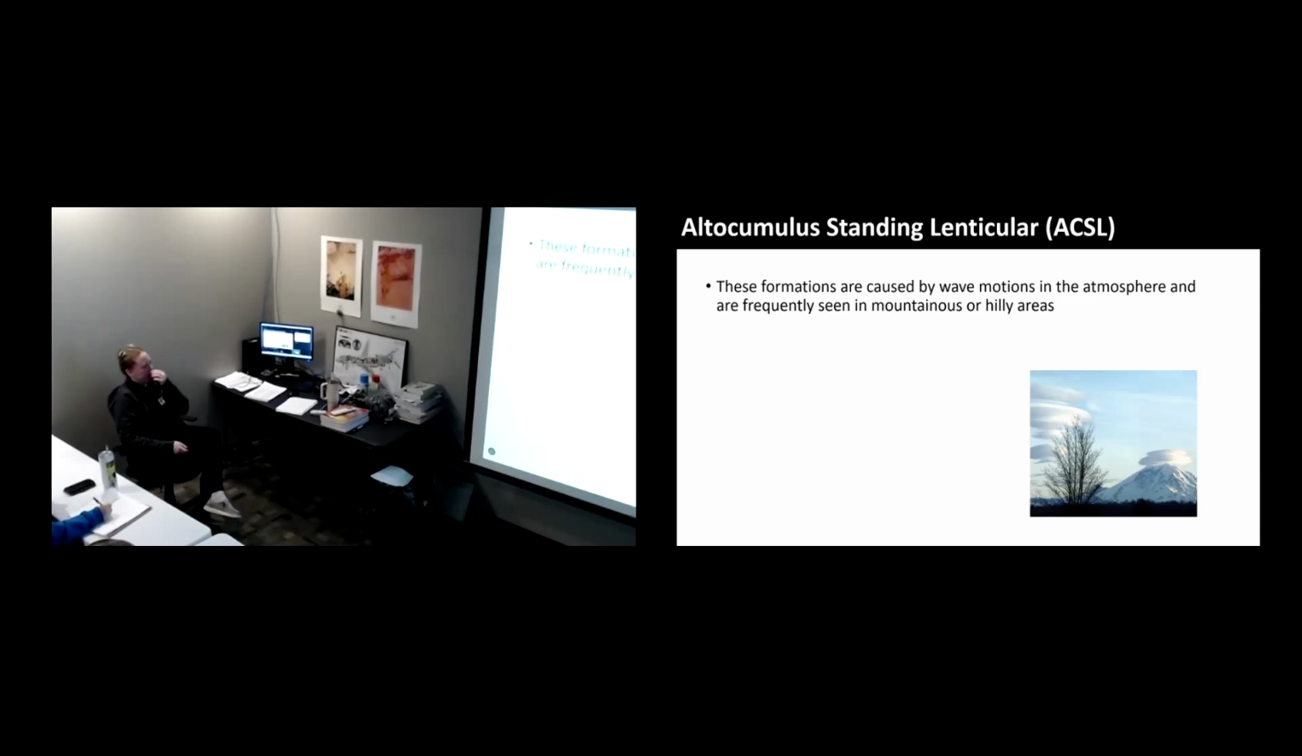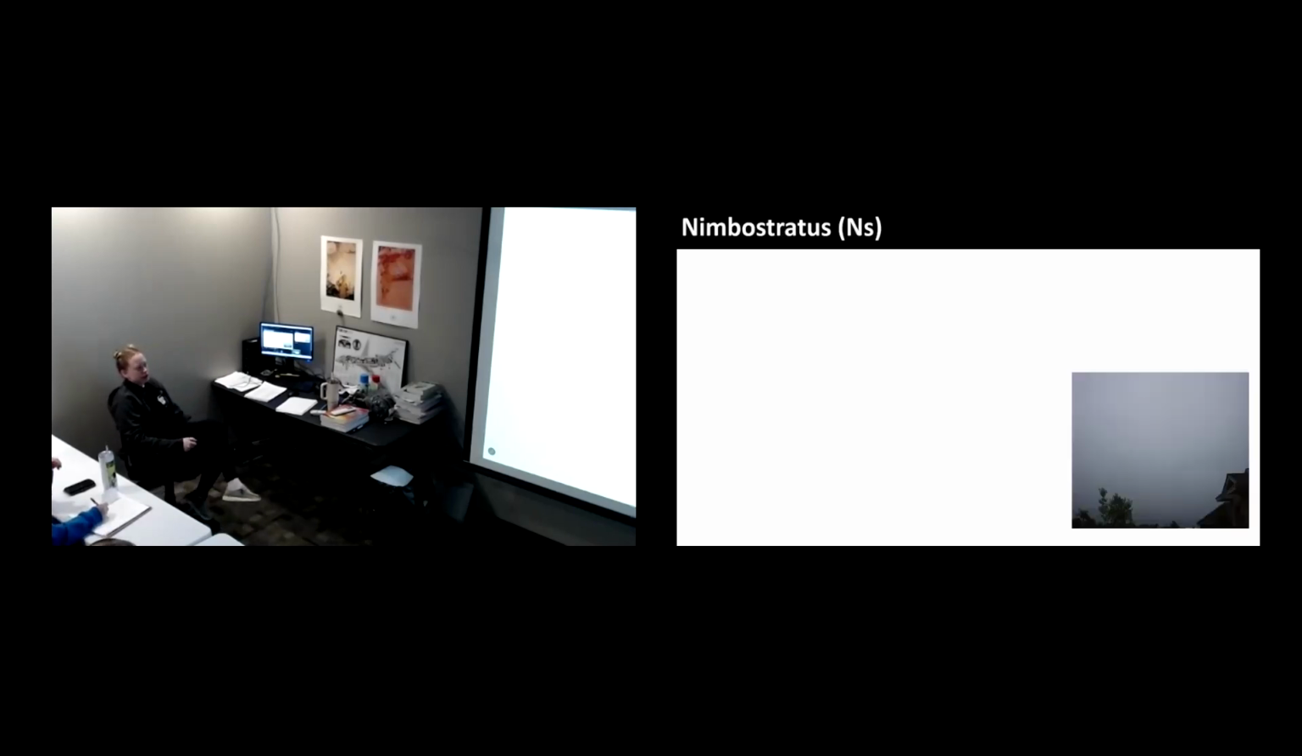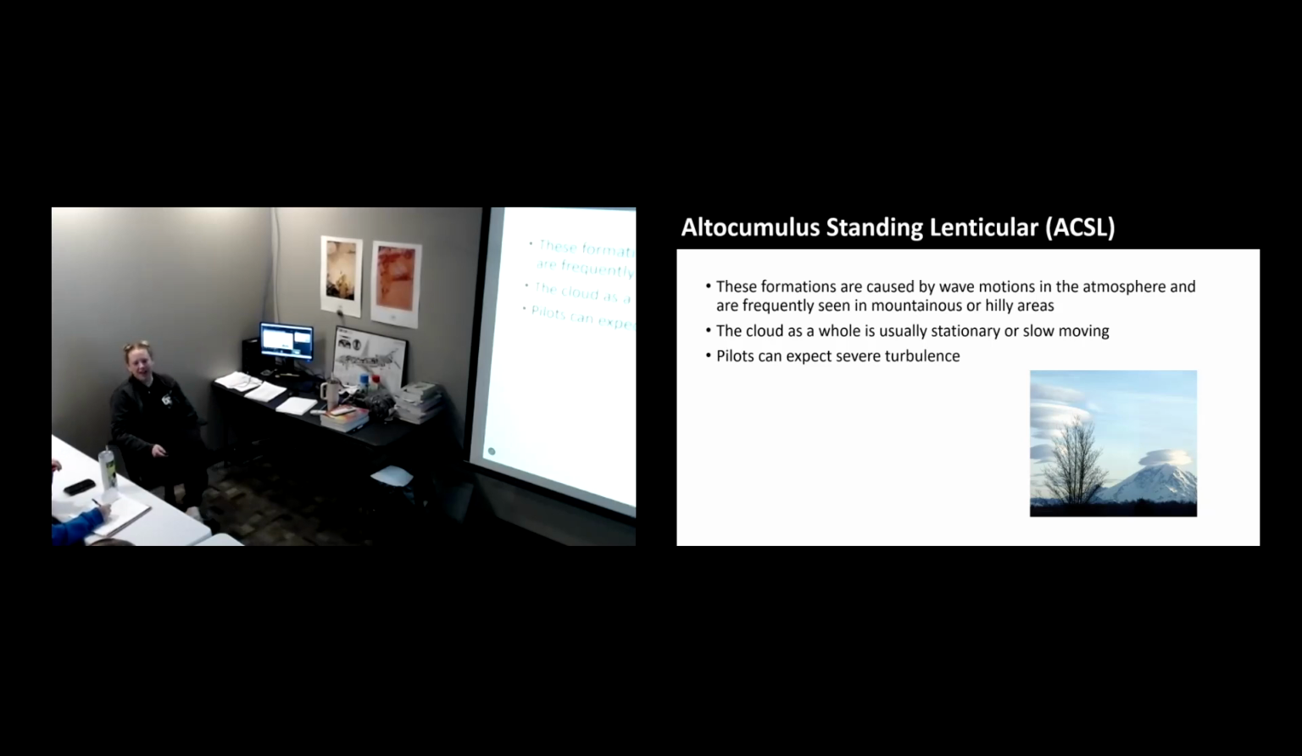These formations are caused by wave motions in the atmosphere and are frequently seen in mountainous or hilly areas. The clouds as a whole are stationary or slow moving, and you can expect severe turbulence. They are packed with turbulence. If you see a lentil in the sky, don't fly near it, because especially in our airplanes, severe turbulence is not something you mess around with. Even severe turbulence is something airliners try to avoid. So if you see a nice, thin, pretty, beautiful cloud that's not moving, don't go near it.